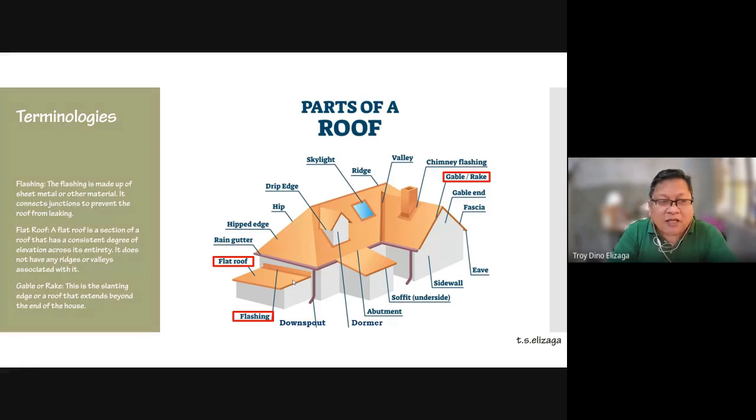Then gable or rake. Okay, so we have here in the drawing the gable or rake. This is the slanting edge of a roof that extends beyond the end of the house. If your house has only two sloping sides for the roof, we call that a gable roof. If it has four, we call that a hip roof. We actually have a term here. So the gable part is the edge.